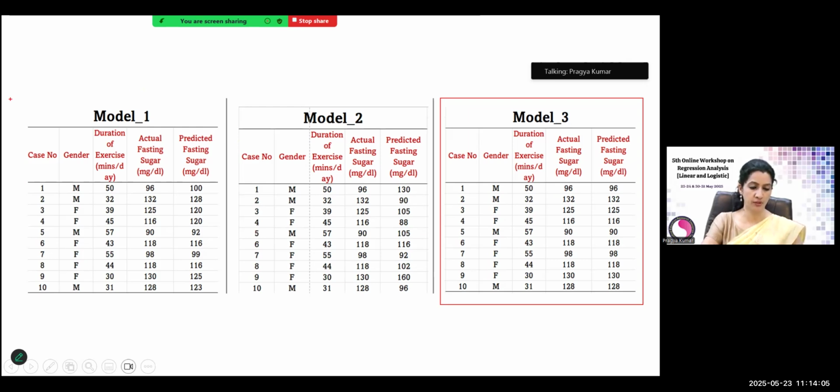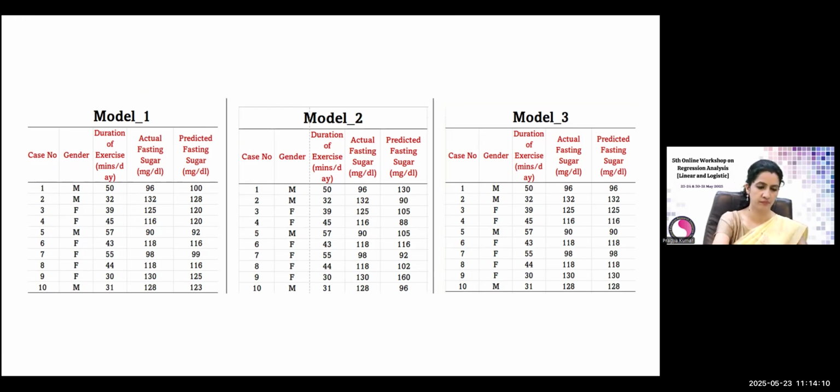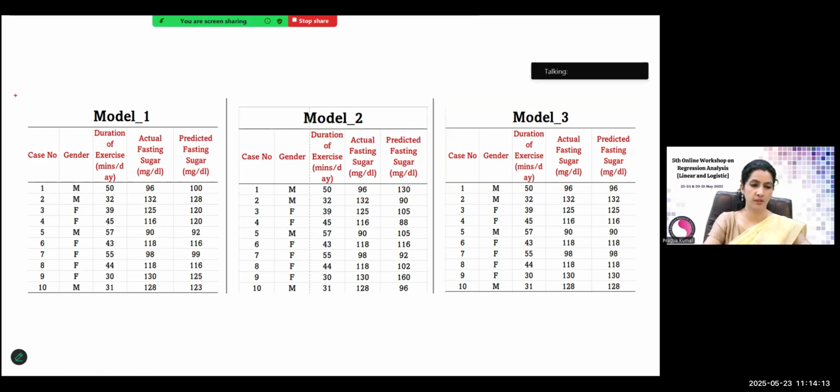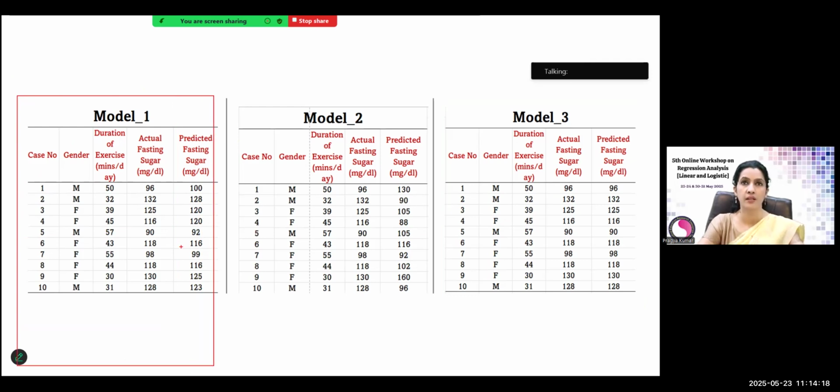If you focus on model 1, what is your comment on model 1? There is a residual, 96, 100, 132, 128. But the amount of residual is small. It is either 3 or 4 or 5. So that is the value of residual. This is model 1. But now if you see model 2, what is your interpretation for model 2?